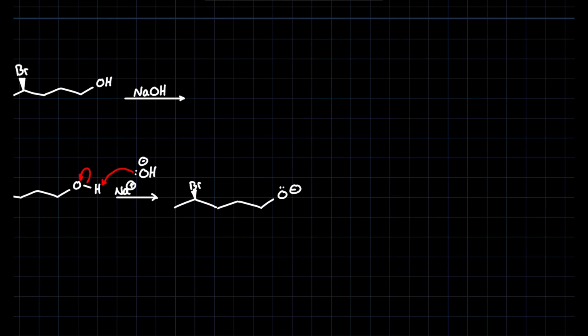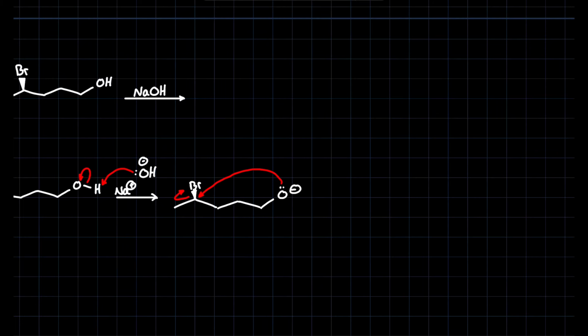And since we have this nucleophilic oxygen on the same molecule with our good bromine leaving group, what we'll observe is an intramolecular SN2 attack. So what that means is that the lone pairs on the oxygen will actually attack the electrophilic carbon on the same molecule, which will then kick the bromine out as a leaving group. But here's where it gets tricky.